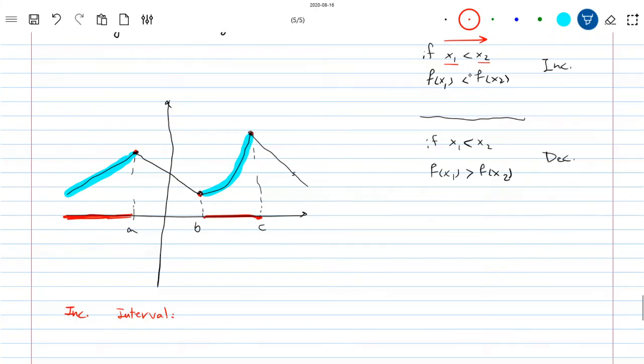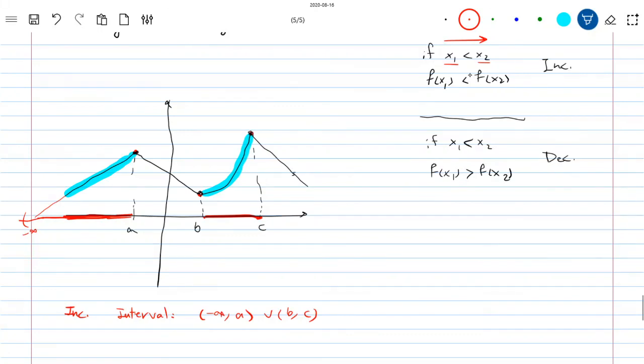So how do I write it? I write it as an interval. By the way, this function is continuously going on. This is just forever. So I'll say from negative infinity to a the function is increasing, as well as from b to c.